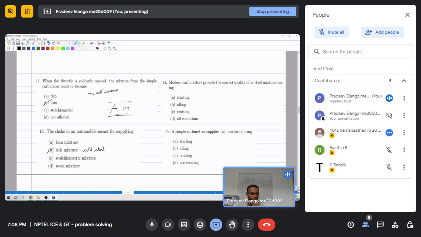Modern carburetors provide the correct quality of air fuel mixture during starting, idling, cruising, all conditions. For all conditions, and that is the objective of the carburetor. With a simple carburetor we are not able to achieve it, but with advanced carburetors with many fuel and air ports we are able to. A simple carburetor supplies rich mixture during starting, idling, cruising, accelerating. So idling and accelerating.